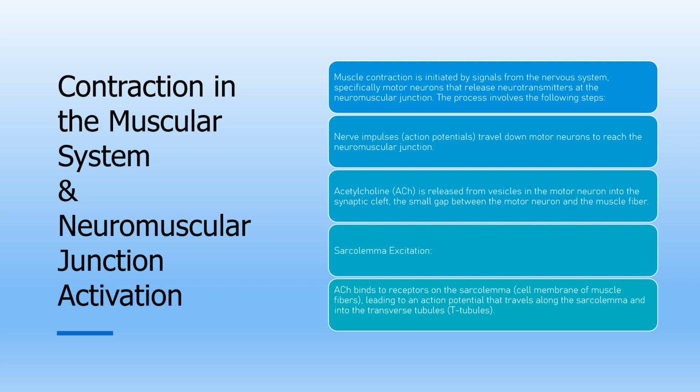Sarcolemma excitation is the next step. ACh binds to receptors on the sarcolemma, which is the cell membrane of muscle fibers, leading to an action potential that travels along the sarcolemma and into the transverse tubules, T-tubules. Calcium release: the action potential in the T-tubules triggers the release of calcium ions from the sarcoplasmic reticulum, a specialized structure within the muscle fiber.